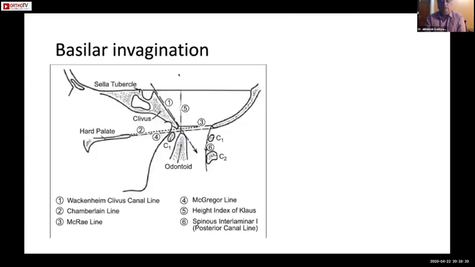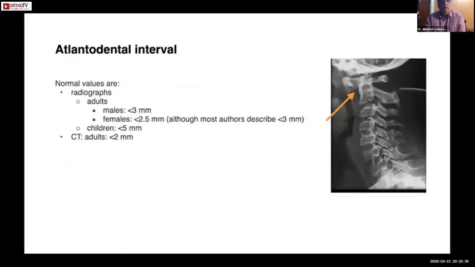The few lines which a postgraduate needs to remember are almost these, but if he remembers Chamberlain and McGregor line, which are almost the same as each other, he can make a diagnosis of basilar invagination. He should know what is an atlanto-dens interval. It is around 4 mm in an X-ray, which is usually standard. In children, it is around 5 mm in the X-ray. In CT, it is around 2 mm.